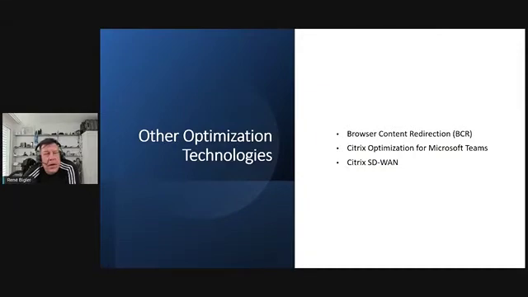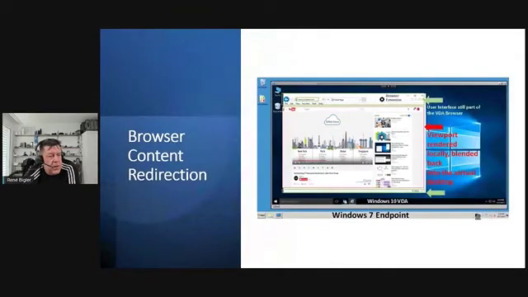And last two slides from my side, there are also other technologies like browser content redirection to optimize traffic here, Citrix Teams optimization, and Citrix WAN technologies that can help with optimizing your network connection between on-prem and cloud.